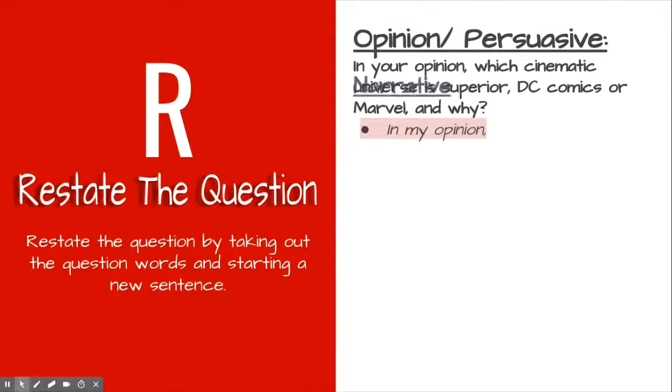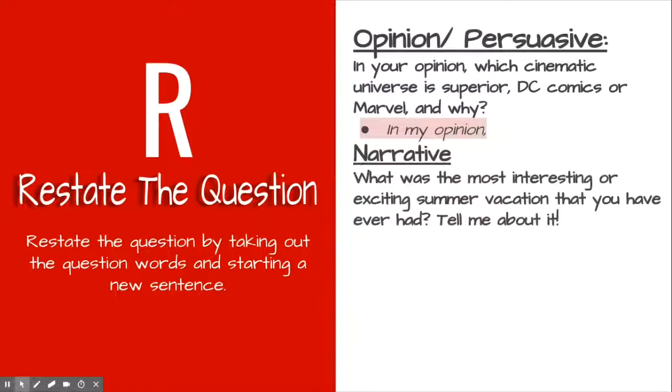We're not going to answer the question yet. That's the next stage. Then a narrative example. An example of a narrative writing assignment would be, what was the most interesting or exciting summer vacation that you have ever had? Tell me about it. You would restate the question like, my most interesting summer vacation was, and then in the next stage, we're going to answer the question, but not yet.